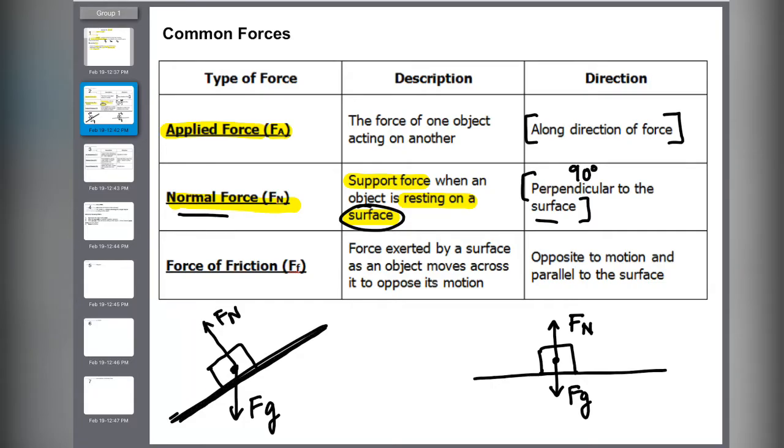The next type of force is called the force of friction. We use the symbol F_F. It's basically the force that the object's surface exerts to oppose the motion. So obviously the direction of the force of friction is opposing the motion. Meaning if the object is going towards the right-hand side, the force of friction would be to the left.